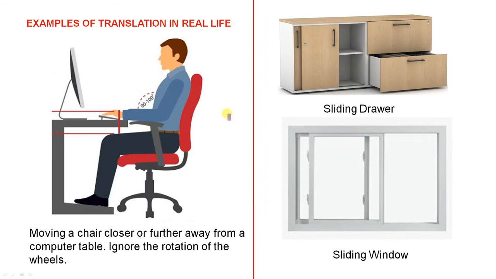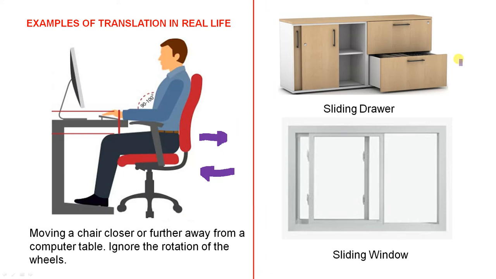Let's look at very simple examples of translation in real life. Let's look at this first example. Moving a chair closer or further away from a computer table. Ignore the rotation of the wheels. So if you just take the main body of the chair, and you slide the chair closer to the computer table, or you slide it away from the computer table in a straight line, that's an example of translation.